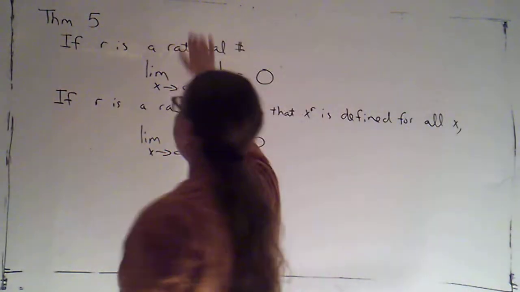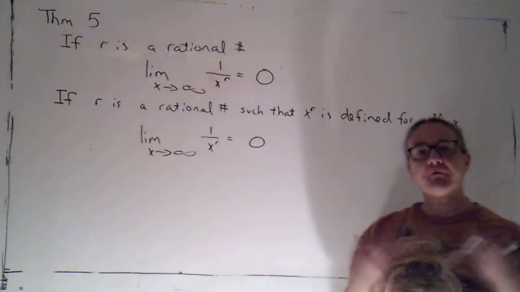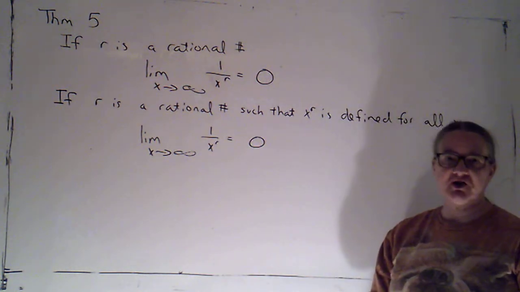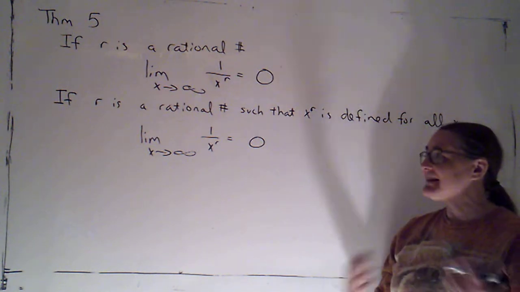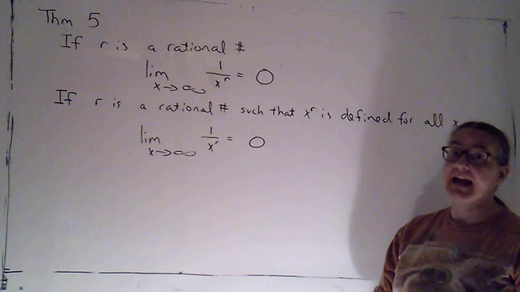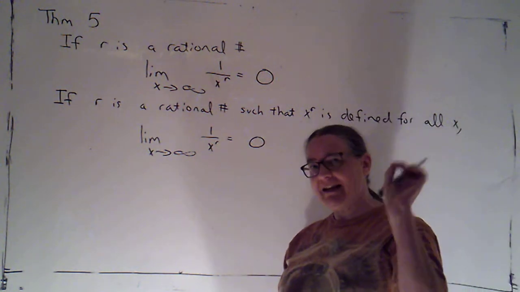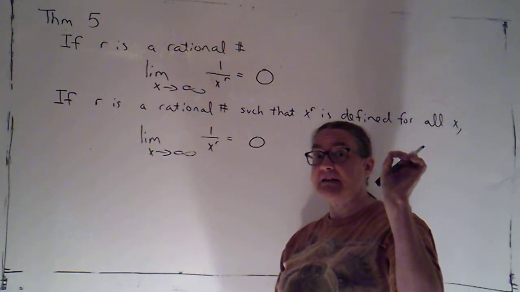Theorem 5 is up here on the board. This is the theorem that's going to formally state for us that the reciprocal of power functions goes to 0 as x goes to infinity or to negative infinity. It actually states it a little bit more because power functions have a positive integer in the exponent position.